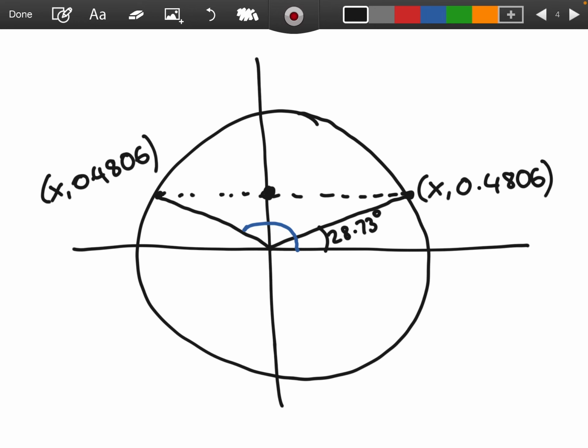Question is, what is that angle? Okay. Well, we can kind of tell by symmetry. It's going to be 180 minus 28.73. Okay.